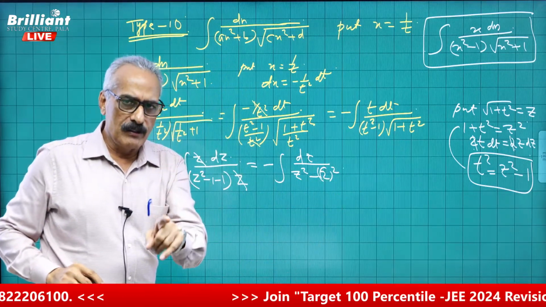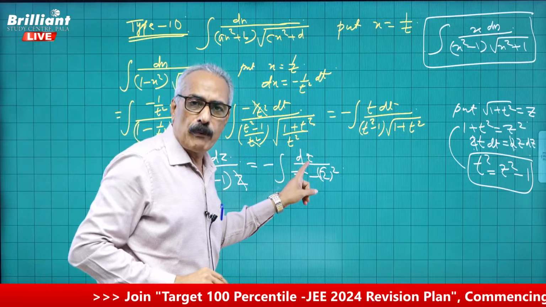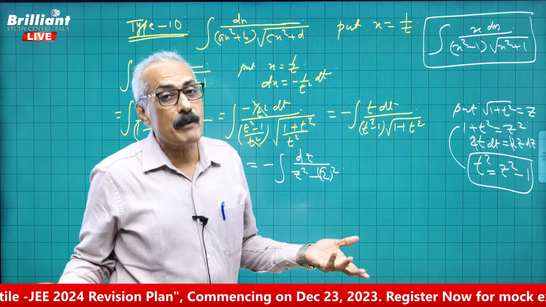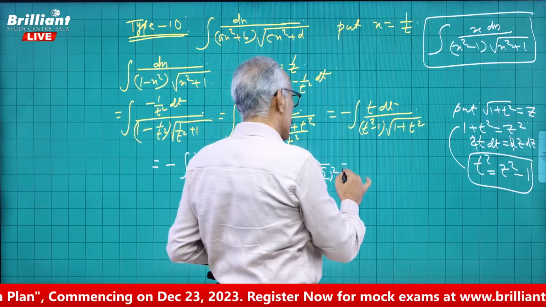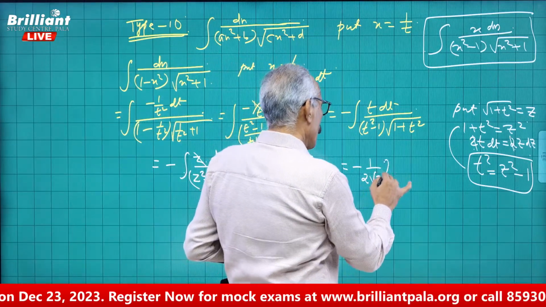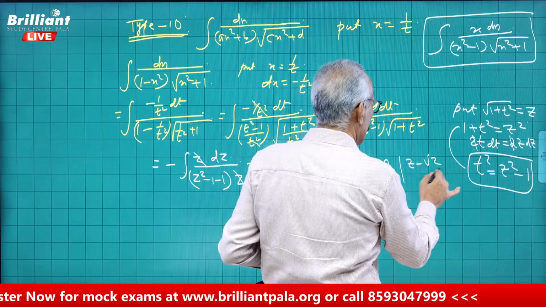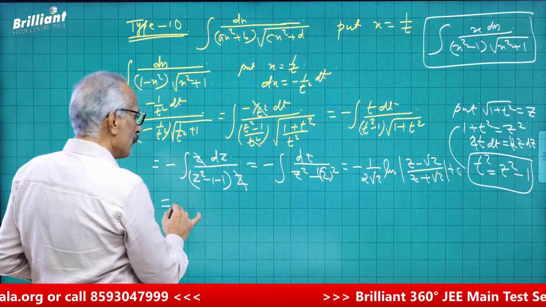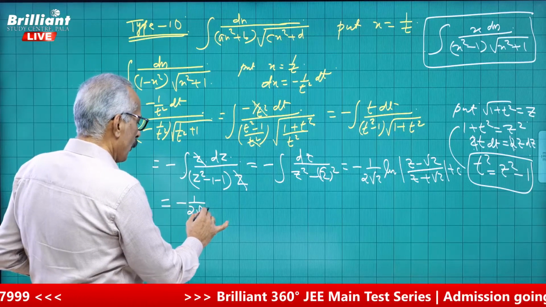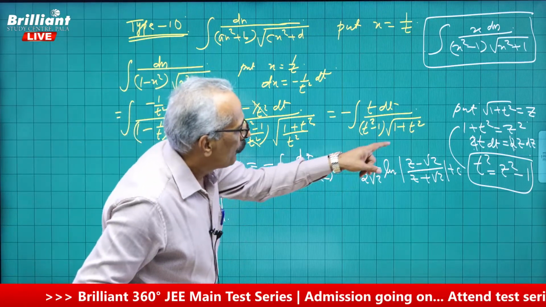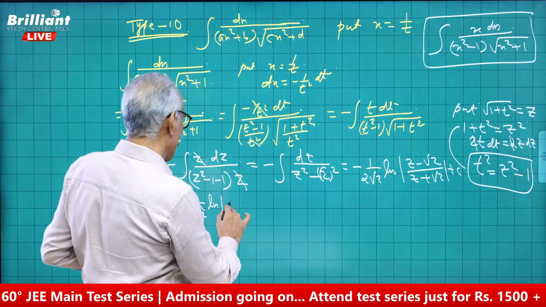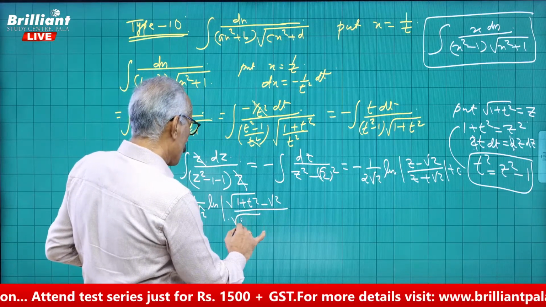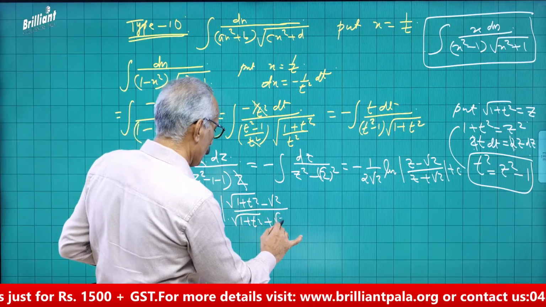Now look at your formula, the table of formulae. 1 upon x square minus a square. What's the formula? 1 by 2a log of x minus a by x plus a. So it's minus 1 by 2 root 2 logarithm of z minus root 2 by z plus root 2 plus c. Come on. So, minus 1 by 2 root 2 logarithm of, what's your z? Your z is equal to root over 1 plus t square minus root 2 divided by root over 1 plus t square plus root 2 plus c.